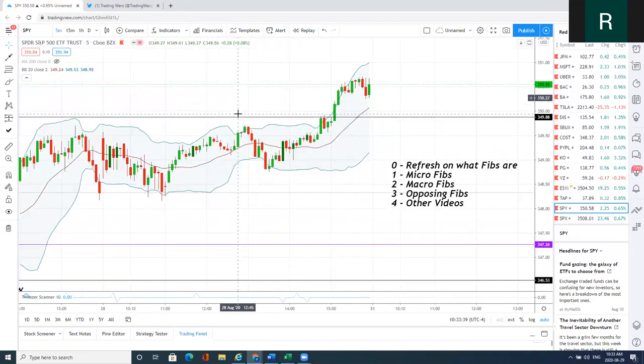All right. So recap, we have a micro fib that's playing out within the first 15 minutes to half an hour. We have the macro fib, which is the bigger picture. The opposing fibs are essentially every fib has the other side as well. So if we're shorting here, there's going to be a long fib. There's always a battle. That's why my channel is called Trading Wars. There's always a battle. And I have many other videos on the fibs on my channel for you guys to check out if you want some more information.